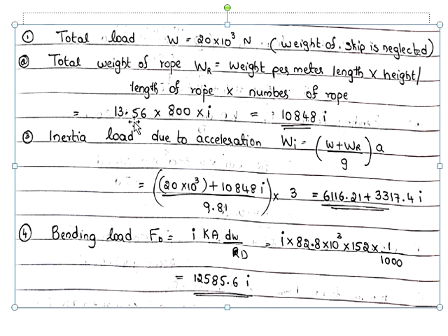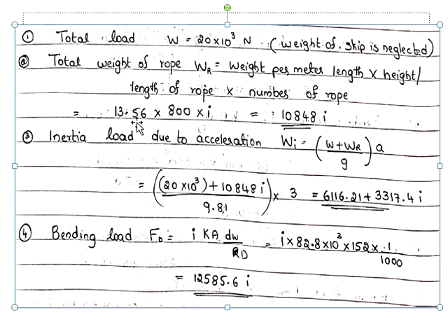Weight per meter length is 13.56. Length of the rope is 800, which is nothing but the depth of the mine, and I is unknown. You will get the answer as 10,848 I. Step number 3, calculate inertial load due to acceleration. Here W, R, G, acceleration, all the values are known. Substitute, you will get the answer as 6116.21 plus 3317.4 into I.